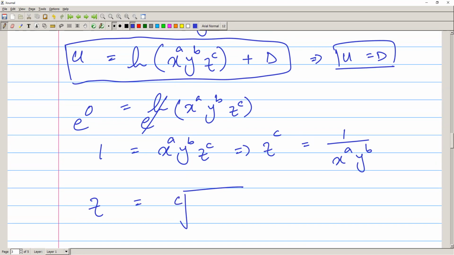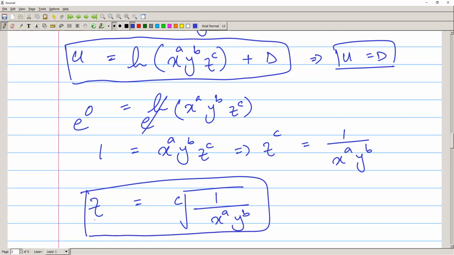So if we want to simplify, it will be the c-th root of 1 over x^a y^b. So this is the final answer. And this is the method of Jacobi to solve nonlinear partial differential equations. Very important method, and it's used to solve nonlinear PDEs. You can solve using Charpit's method, Monge's method, and this Jacobi method.